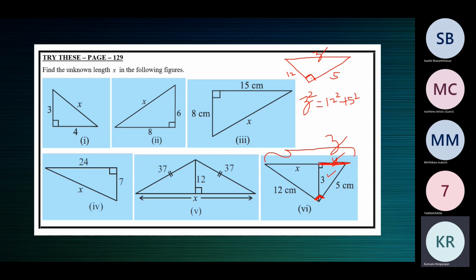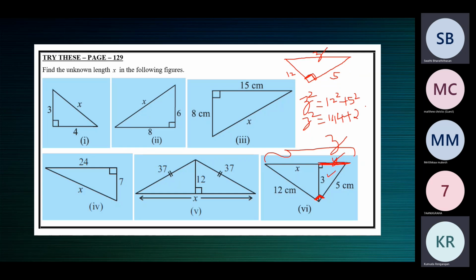Okay. So this is the right angle. Opposite to the right angle is the hypotenuse. So Z square is equal to 12 square plus 5 square. So we get Z square is equal to 12 square, which is 144, plus 25.